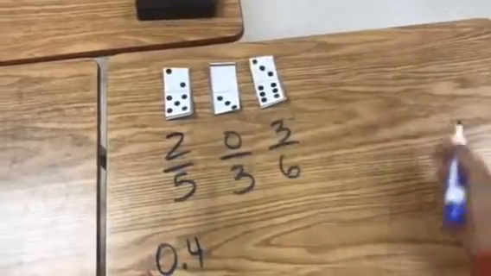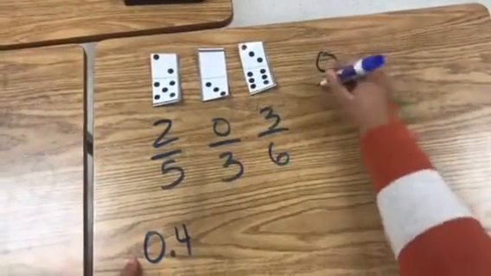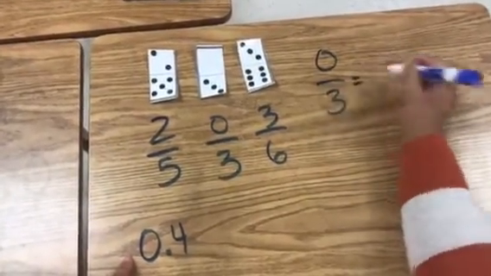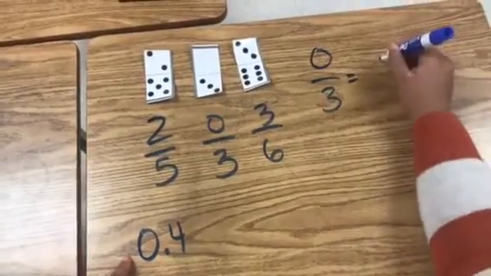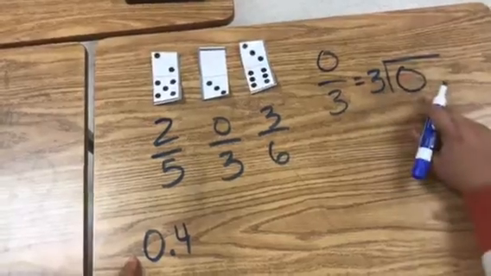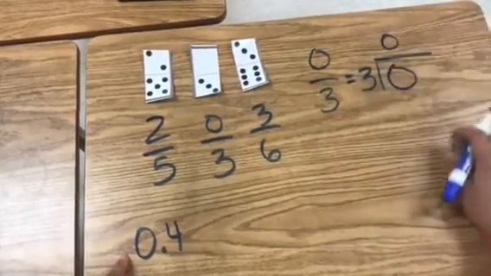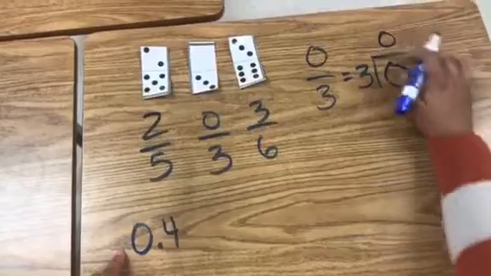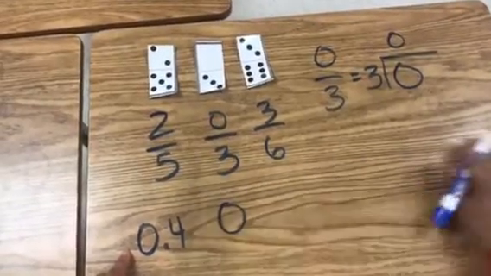Next one. Here we have 0/3. So when we set up our division problem, we know that 0 goes in, 3 is out. 3 goes into 0 times. So therefore, this value is simply 0.